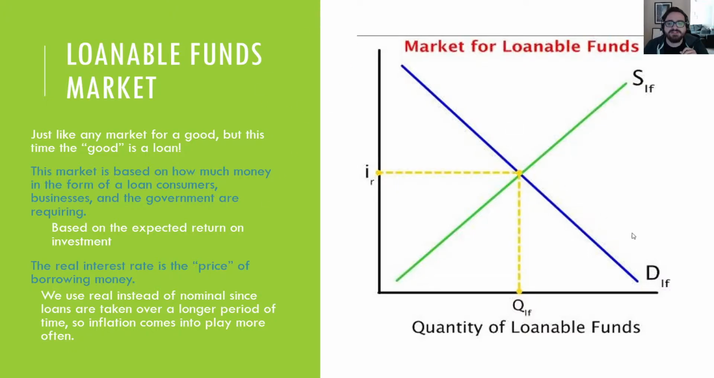Supply of loanable funds and demand for loanable funds, quantity of loanable funds is the thing. If you're wondering what exactly does loanable funds mean, Mr. McRitchie, that's just money that can be loaned out. Funds being money, loanable meaning it can be loaned out. So it's specifically money that can be loaned out that we're talking about here.